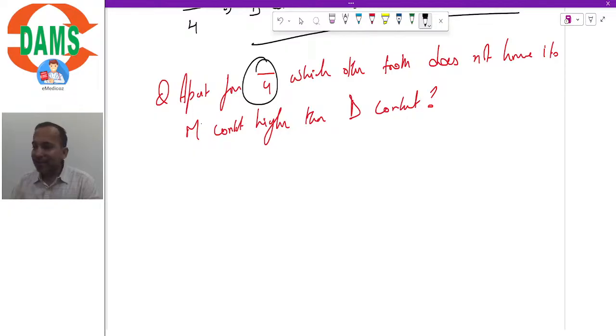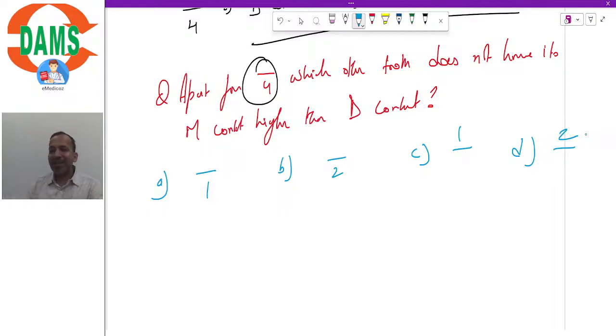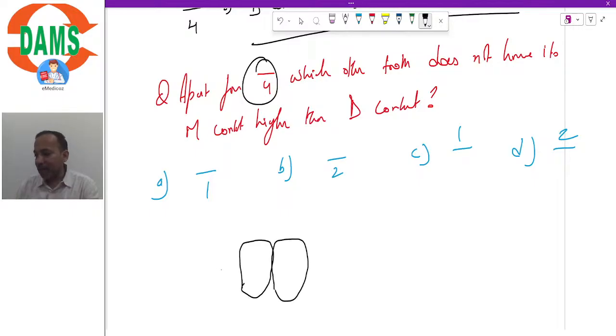That is wrong. Let me give you the options. Okay, so we have excluded your answer. Now can you answer amongst these options? Which other tooth does not have its mesial contact higher than the distal contact? So maybe the mesial and the distal contacts are at the same level, isn't it? They are at the same level at the incisal edge.